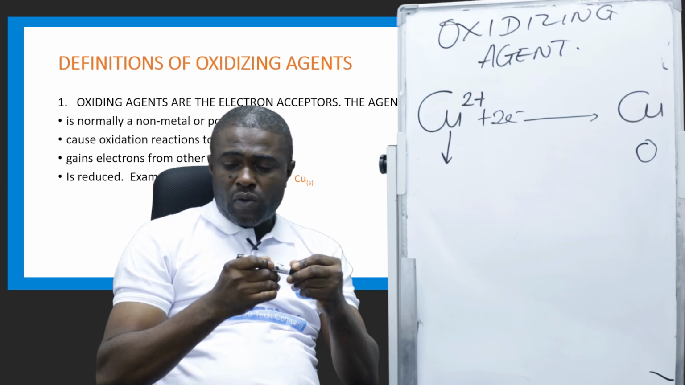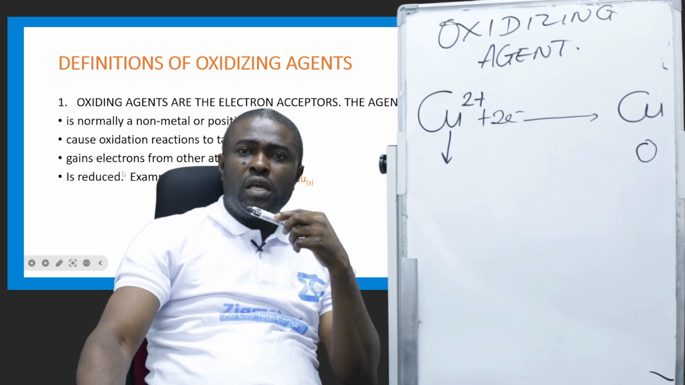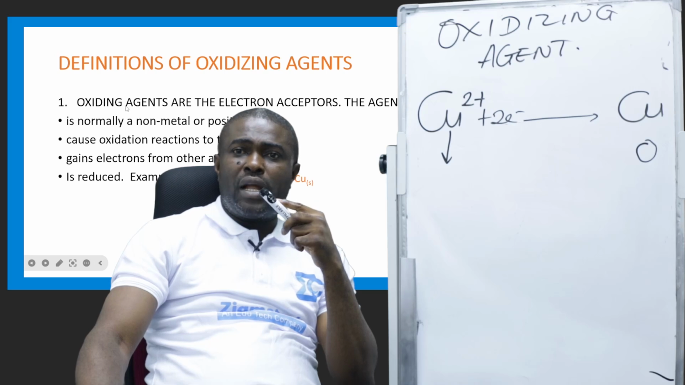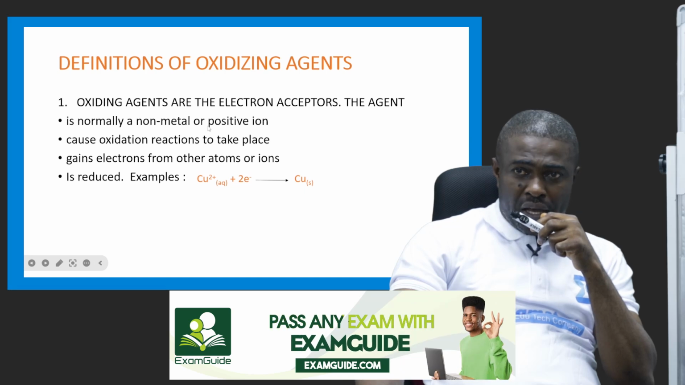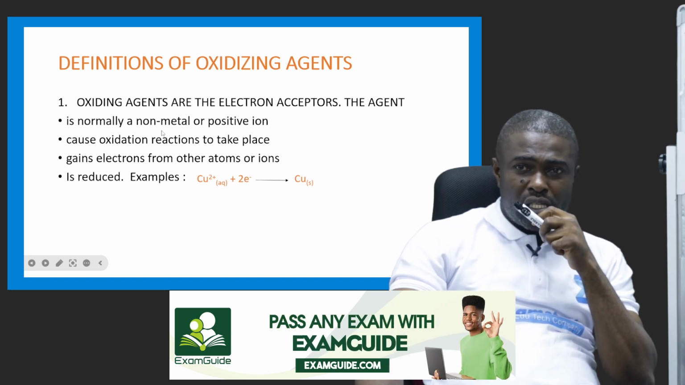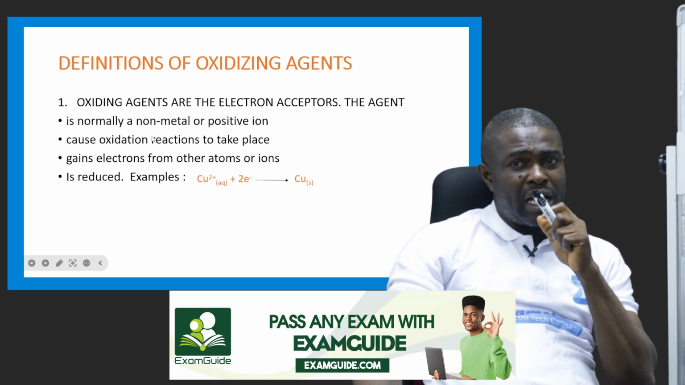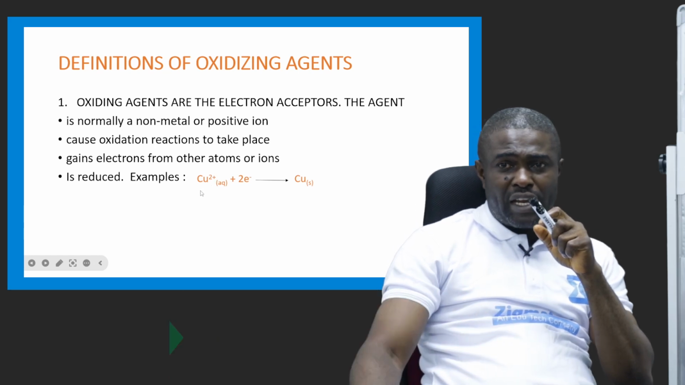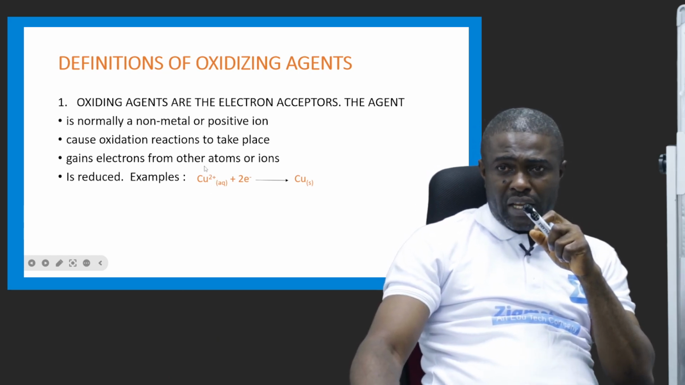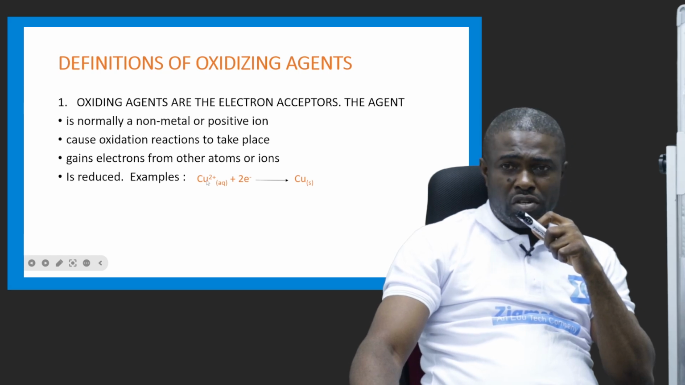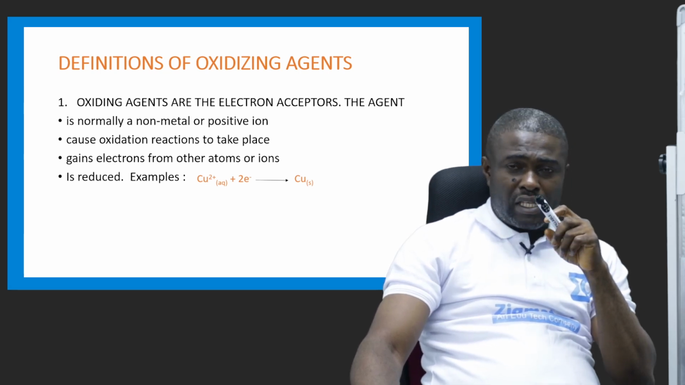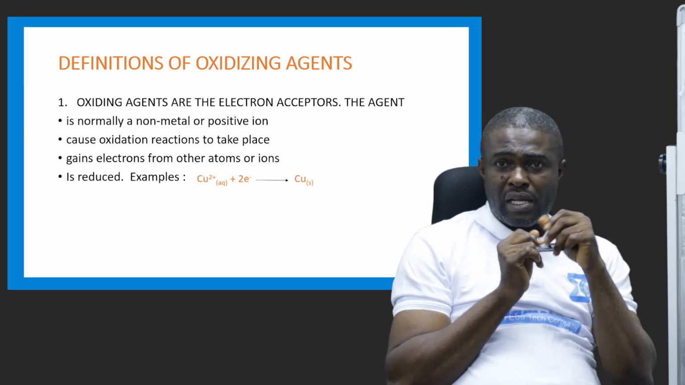If you look at what we have on the slide, you will see that an oxidizing agent is normally a non-metal or positive ion. It's usually a non-metal or a positive ion. So what I have here now is a positive ion. If you watch, every oxidizing agent is reduced. So that is one aspect I want you to understand about an oxidizing agent.